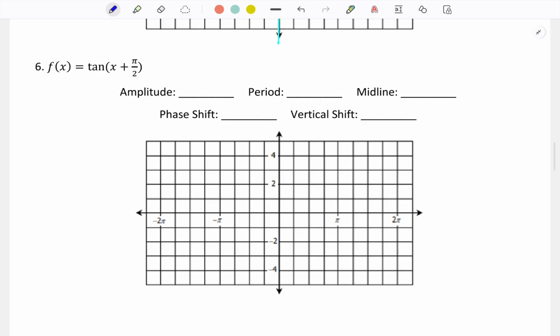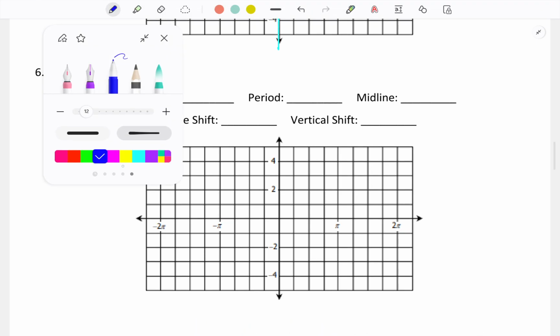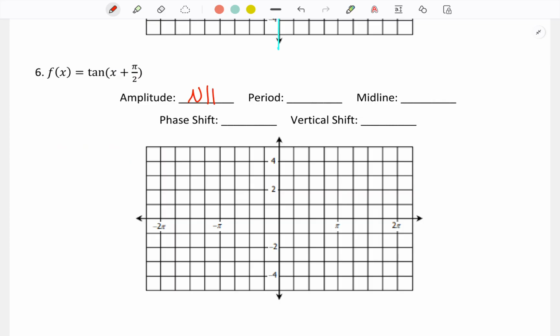So let's look at number 6. So we have the tangent of x plus pi over 2. So in this case, it is tangent, so we do not have amplitude. So we have NA right there. Now our period is pi because we do not have a b value. Our midline is y equals 0 because we don't have any shift up or down. But in this case, we do have a phase shift where we will go left pi over 2. And then we have no vertical shift.